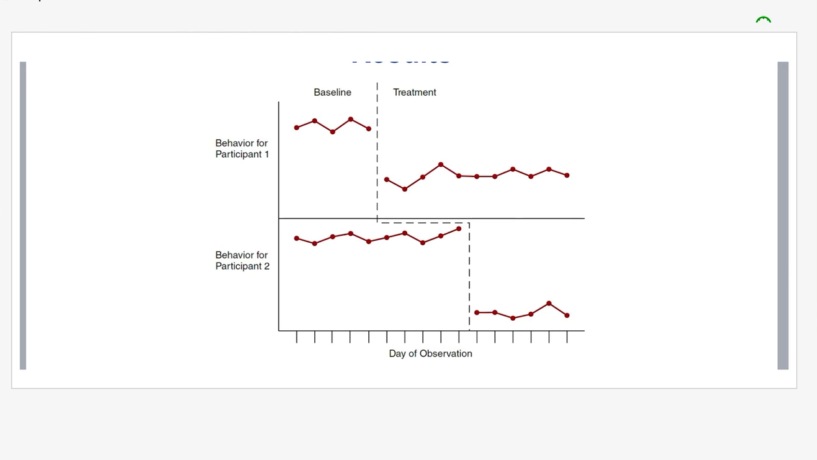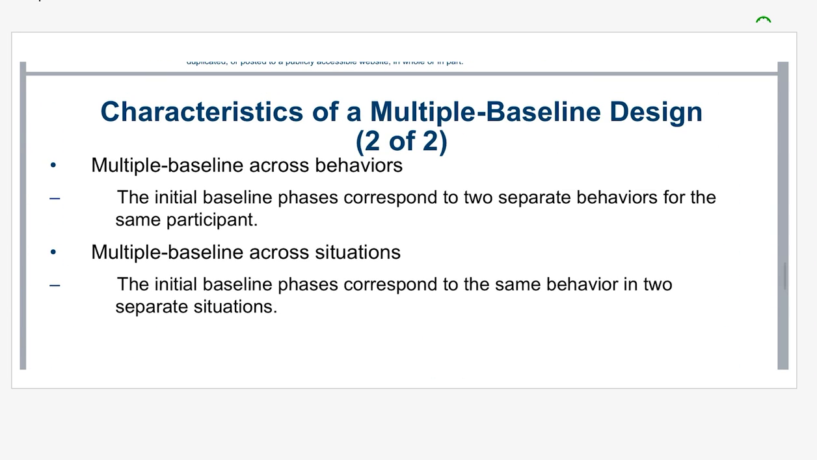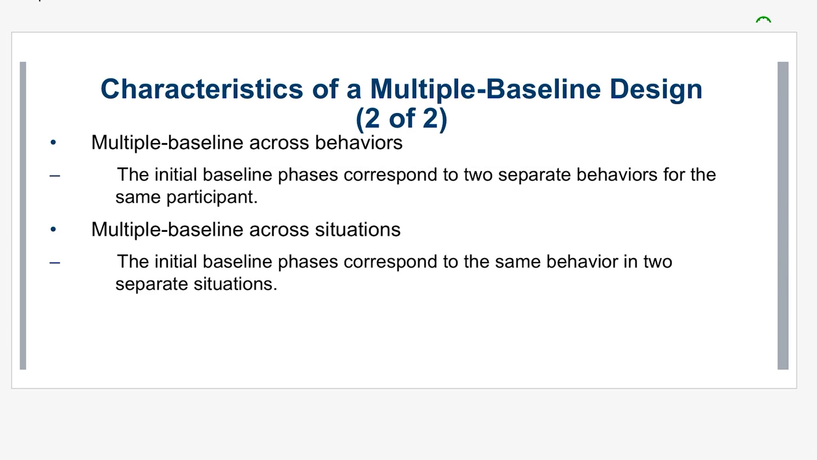And then you would do the same for the second phobia, but you would do a longer observation baseline period before initiating the treatment. Okay, and then the third kind of multiple baseline design here would be across situations. Instead of two different participants, or two different behaviors, now we're talking about two different situations. It may be the same behavior happening in two separate situations.